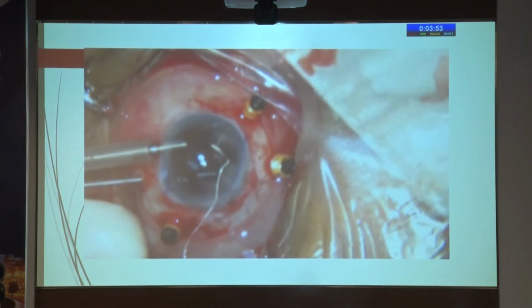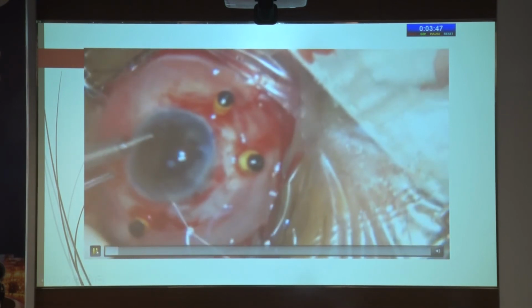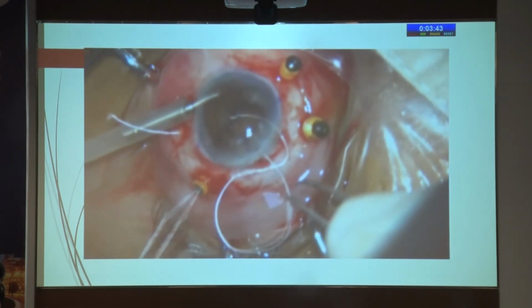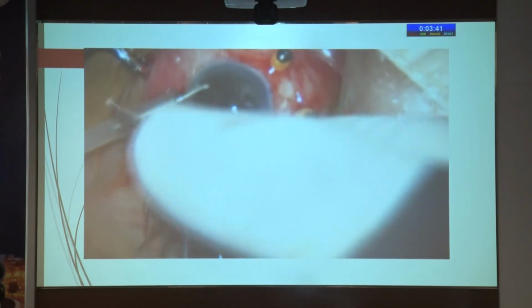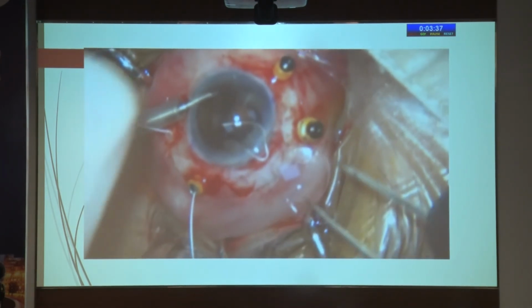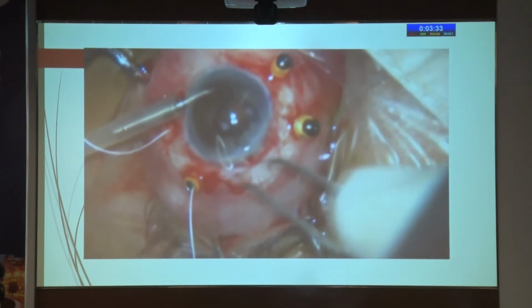I'll just show the videos. This is a scleral fixation of a PMMA lens with Gore-Tex sutures. This can also be done with a single piece foldable lens. However, it should have 4 haptics to be able to anchor it well.